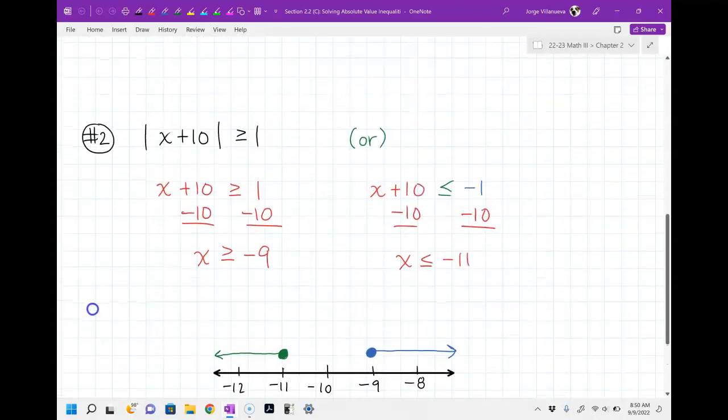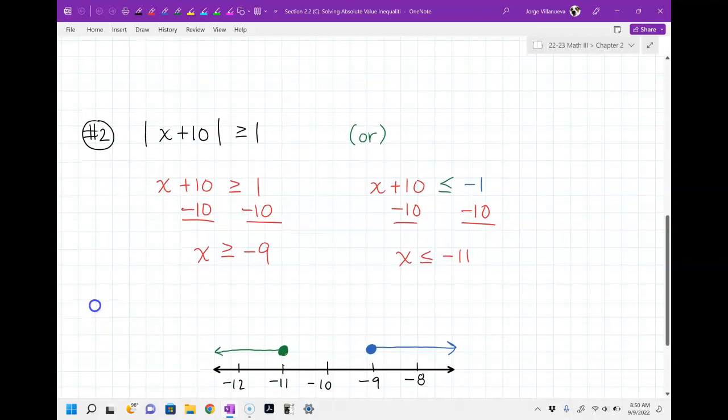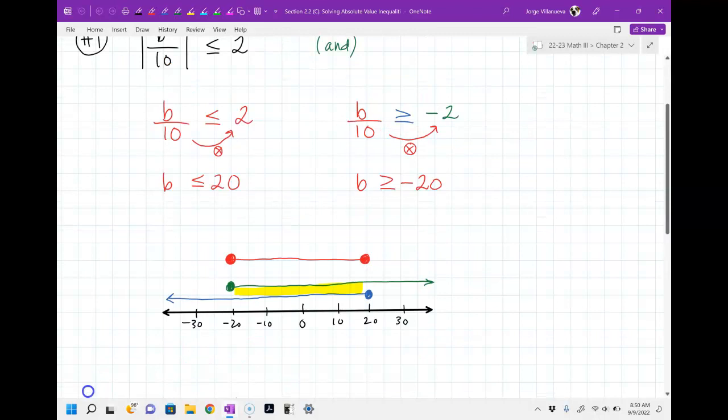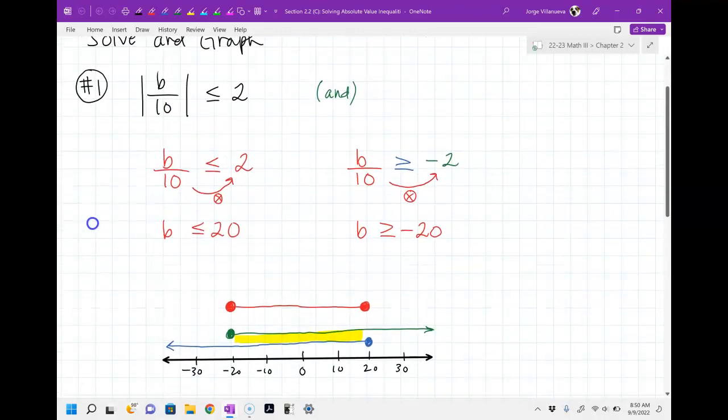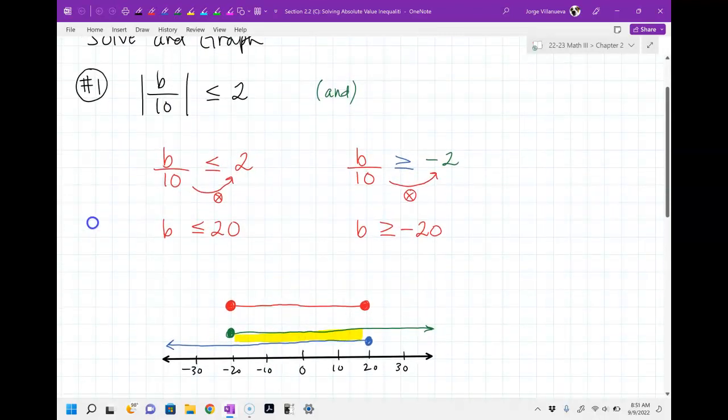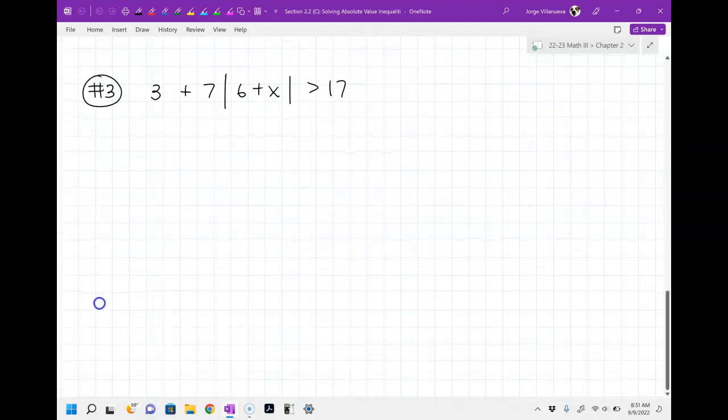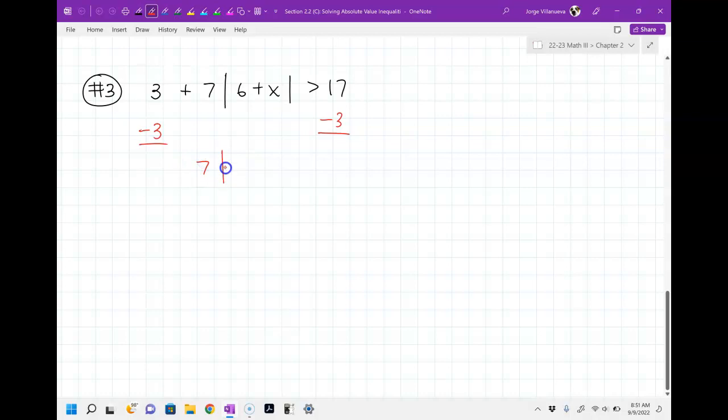You'll notice the other 2 that we did, I'm going to go up really quick. These were already solved for your absolute value, right? Absolute value of x plus 10 is greater than or equal to 1. It's done for you, so you can make that decision. Same with this one. It was already solved for us, right? Absolute value of b over 10. There's nothing else in front of it. This one has a lot of stuff, so we got to fix it first. So let's get rid of that 3. So we'll subtract 3. So I get 7 times the absolute value of 6 plus x is greater than 14.